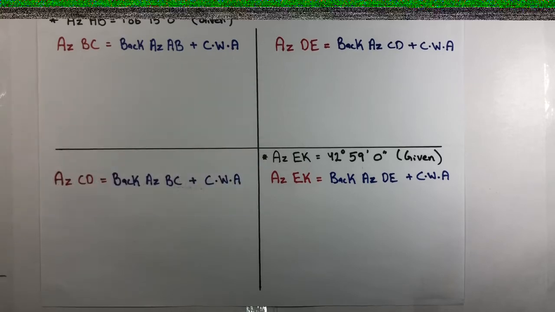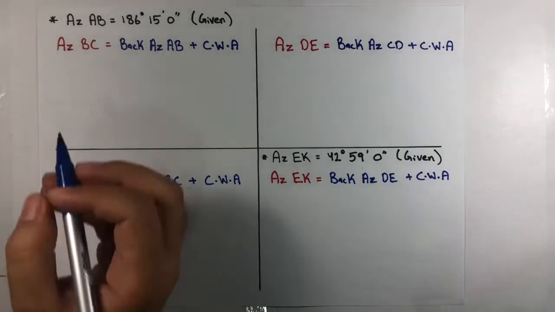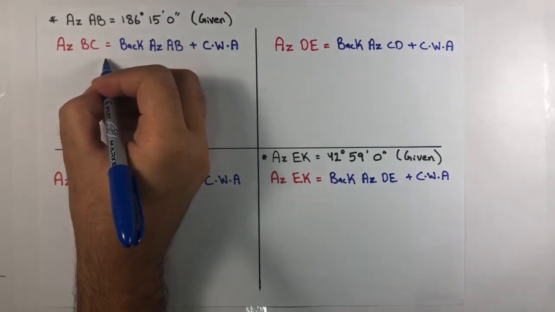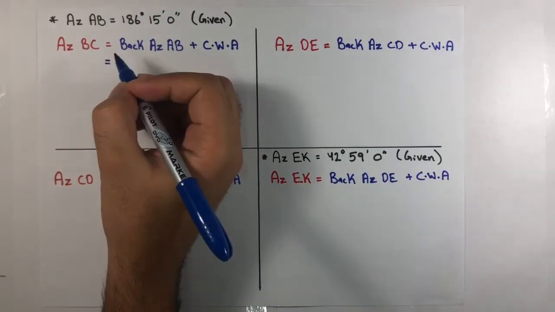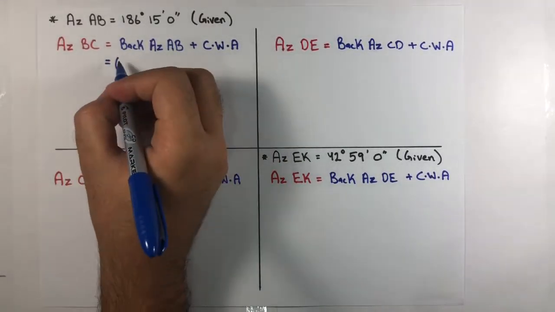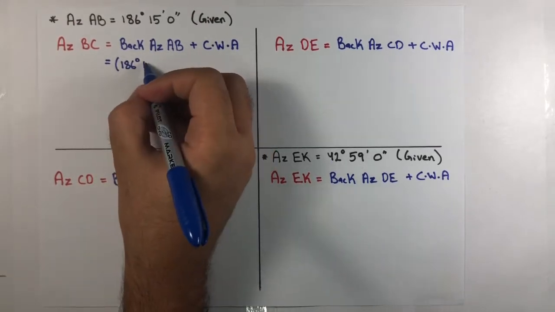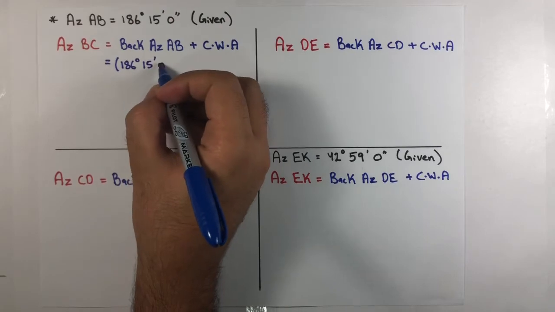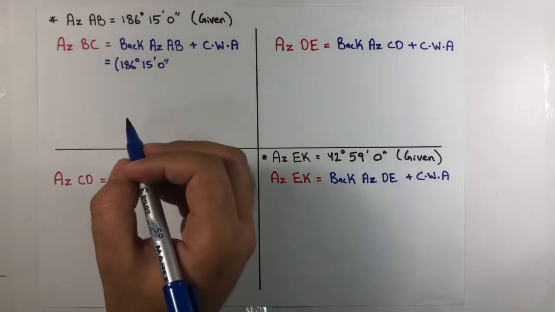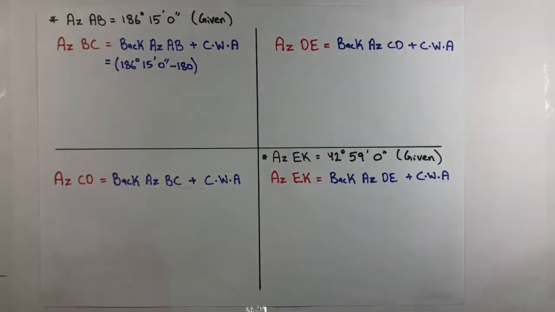So now I'll start with azimuth BC. As we can see, azimuth BC is equal to back azimuth of AB plus clockwise angle, and we discussed those things in part 1 and part 2 of the video. So azimuth of AB, when we need the back azimuth, if it is more than 180, we have to deduct 180. So 186 degrees 15 minutes and 0 seconds, it's more than 180, so we'll say minus 180 degrees, plus the clockwise angle.